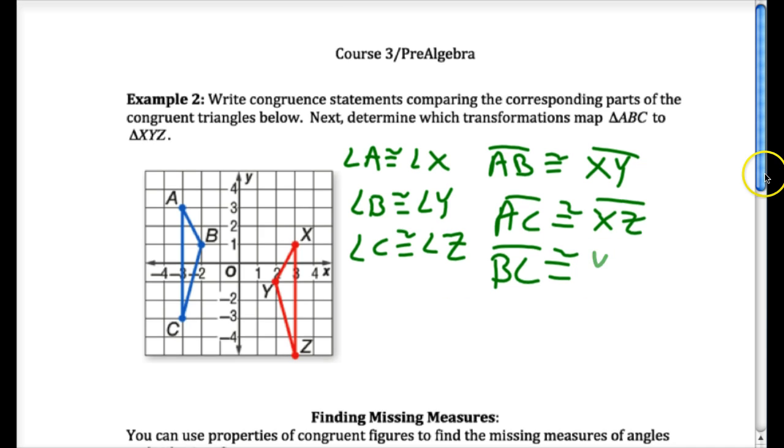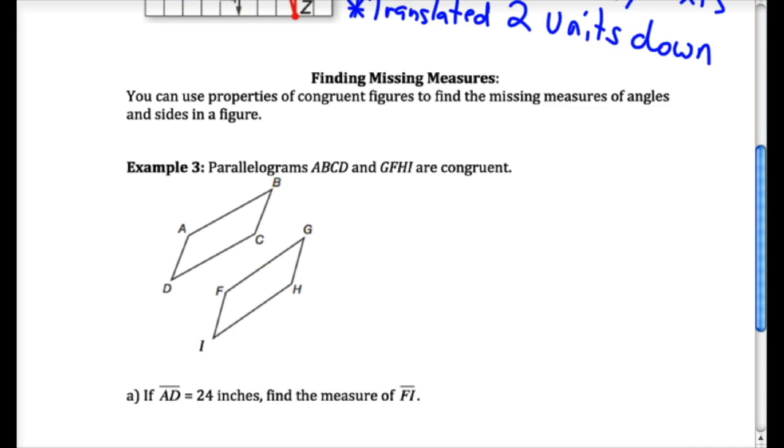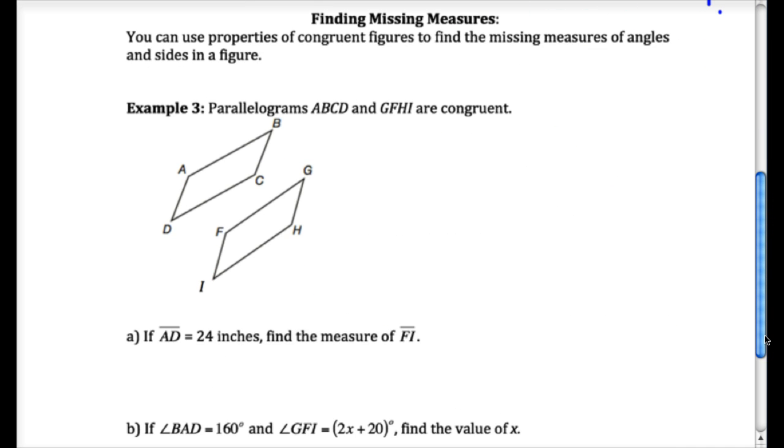All right, now you have to write. Some of this will be real easy. Some of it you're going to have to write some equations. You're going to use properties of congruent figures. You're always looking to write an equation here to find the missing measures of angles or the sides of a figure. All right, look at example 3. What kind of shape is that? Parallelograms, okay, quadrilaterals. Here's my question. Are they congruent? Yes, no, or not sure?